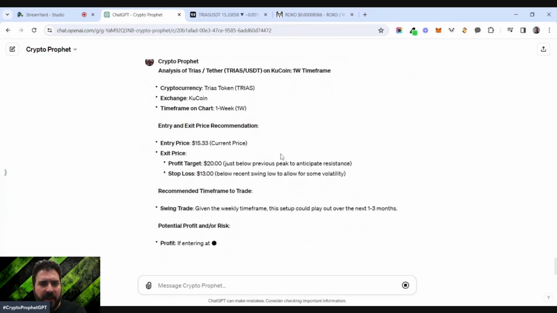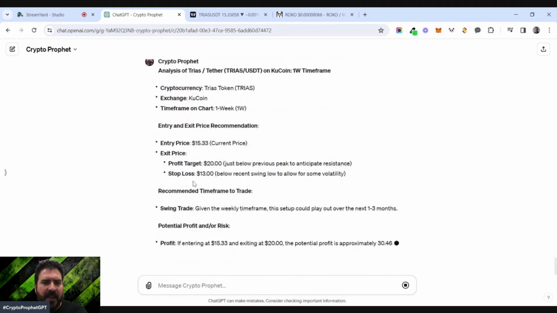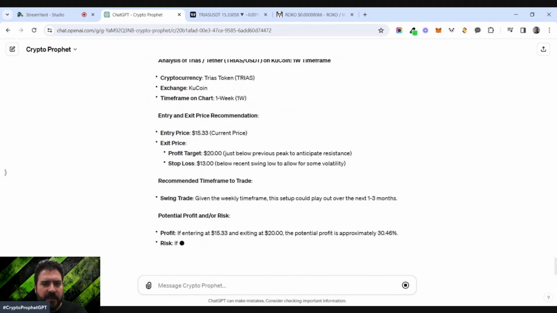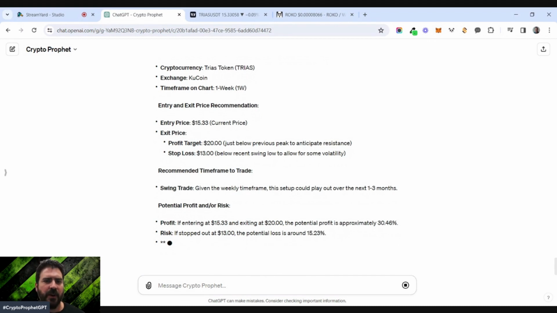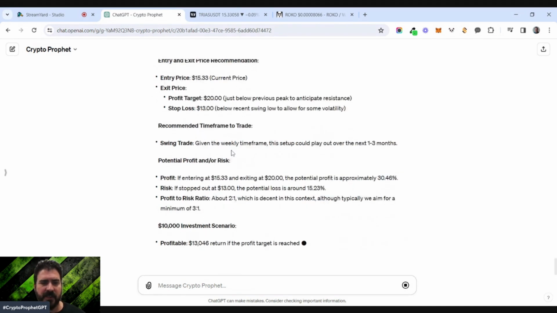All right, still on the analyzing, but it picked up Trias token on KuCoin, 1 week time frame. Entry price 15.33. Exit price, let's see. Okay, profit. Oh, it didn't actually put the exit price, but profit target $20, stop loss $13, right? So you should target $20 buying right now, stop loss of $13. That's a pretty big spread, right? Right now it's at about 15. So we'll see what it says here.